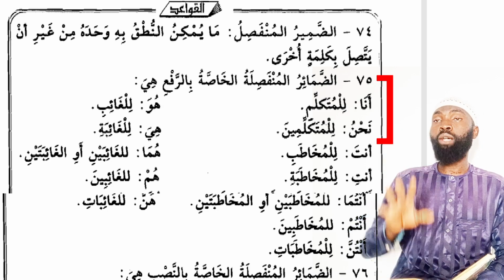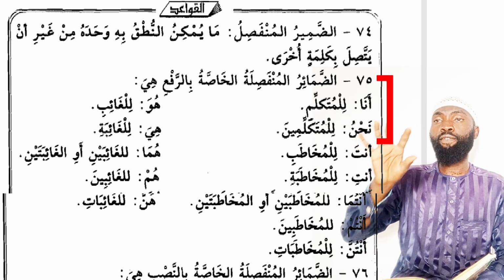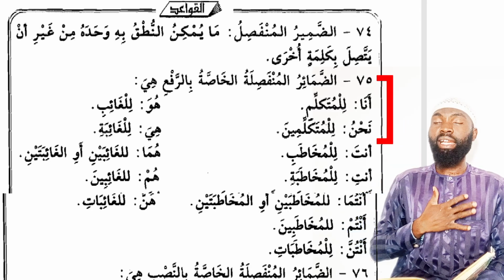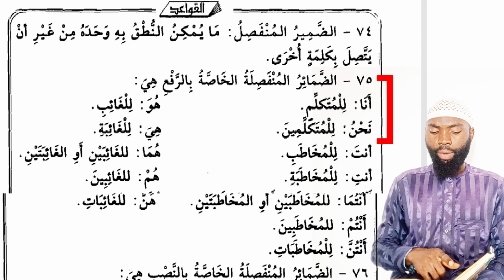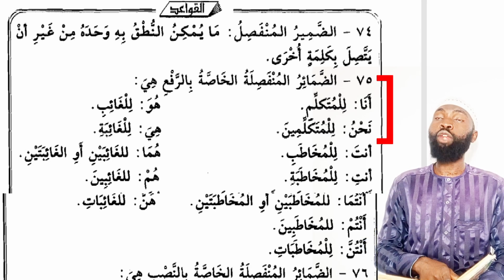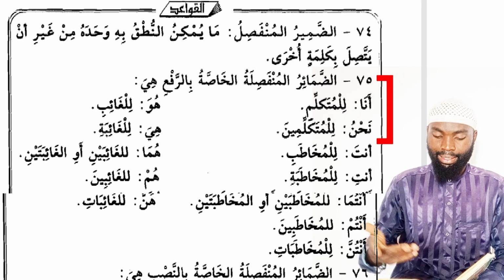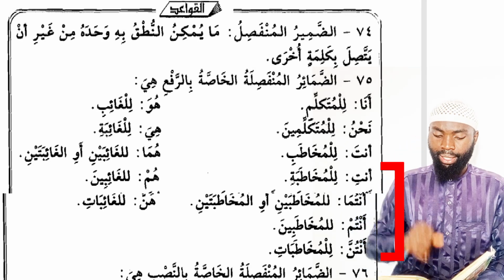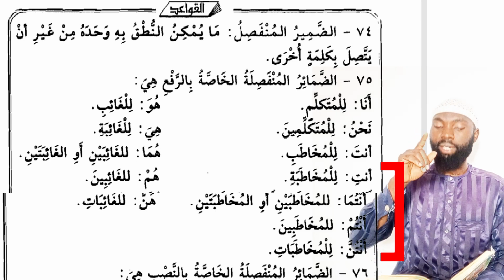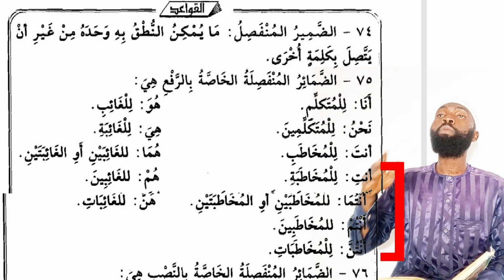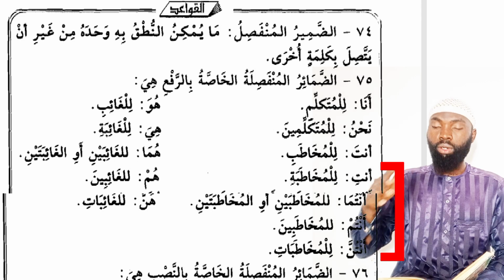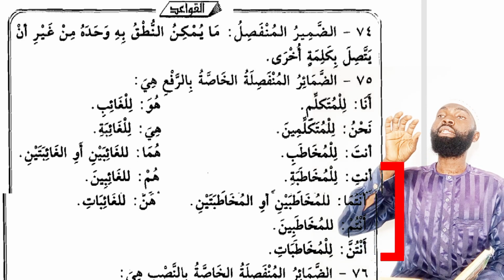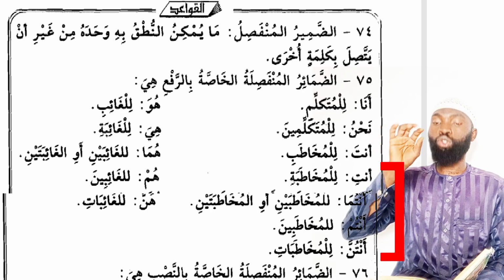The pronouns which are particularly for the nominative case: the first one is ana, lil mutakallim, for the speaker. Then we have huwa, then we have nahnu lil mutakallimin, for the speakers. Then we have anta, lil mukhatab, you, second person male. Anti lil mukhataba, for the second person female. Then antuma lil mukhatabaini wal mukhatabataini. This antuma is used for the second person, two males or two females.